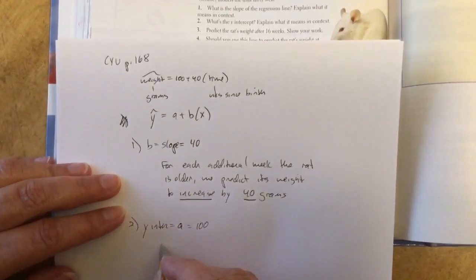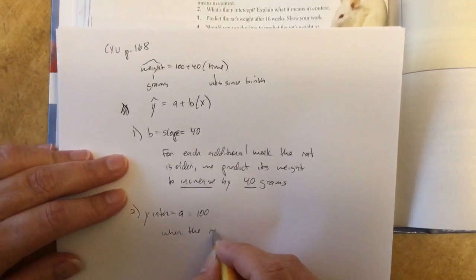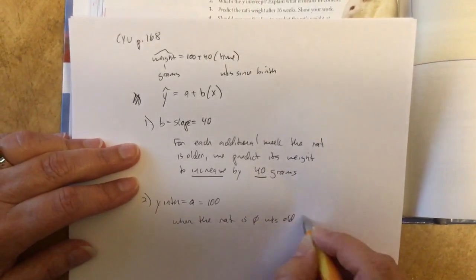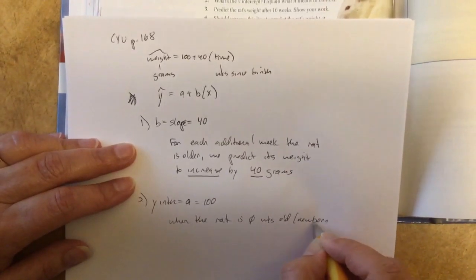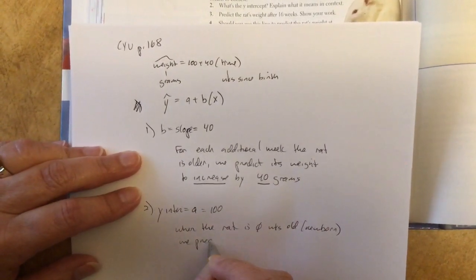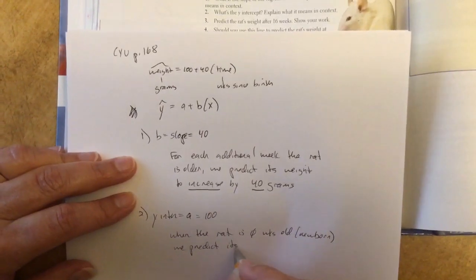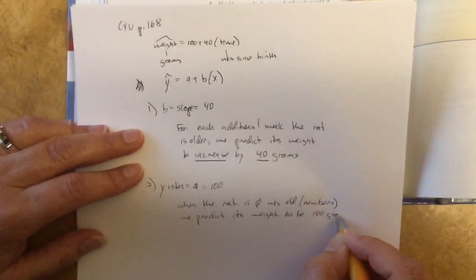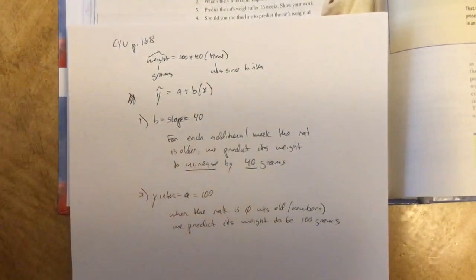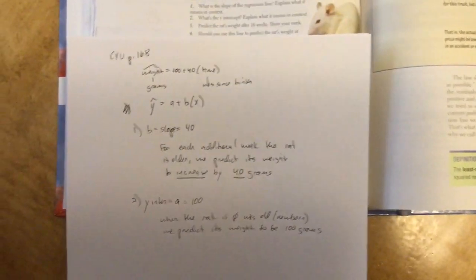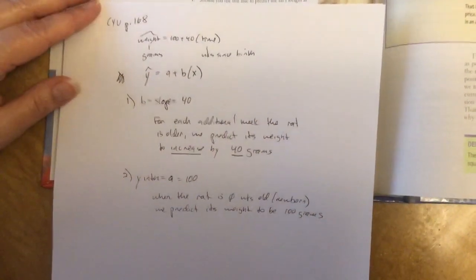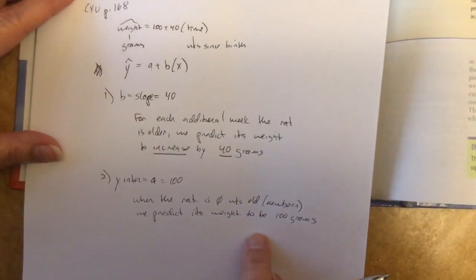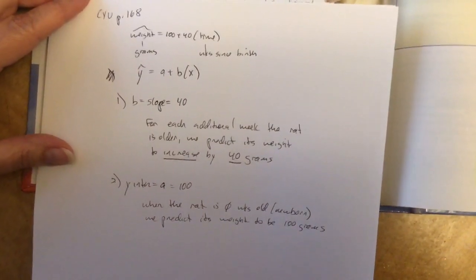So my interpretation is when the rat is 0 weeks old, basically a newborn, we predict its weight to be 100 grams. Okay, and that makes sense. It's born, it weighs 100 grams, and then every week after that, it gains 40 grams a week. A lot of times your y-intercept does not make sense, and if it doesn't, you're just going to write a little line down here that says, doesn't make sense. But this one makes sense, so I'm not going to write that.